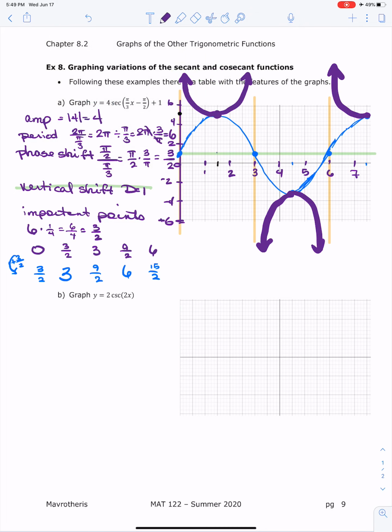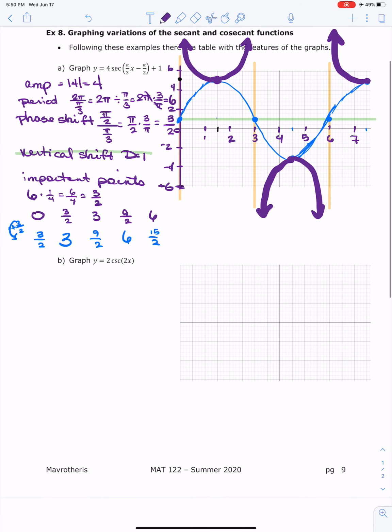Okay. So y equals 2 cosecant 2x. Here we're not worried about a phase shift or a vertical shift. I figured we'd do the easy one second. So cosecant, just the reminder, that's 1 over sine. We're going to start the same way. Our amplitude is 2. We have a period of 2 pi over my b is 2, so my period is pi.